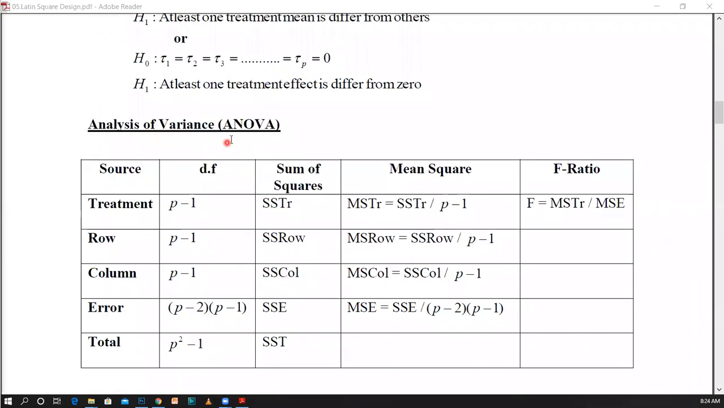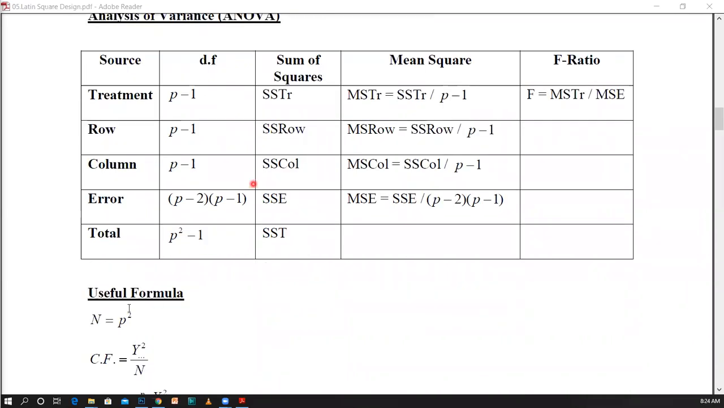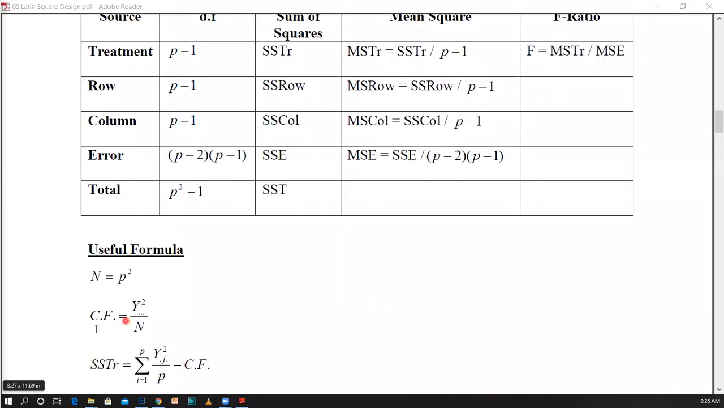And when you are going to construct this ANOVA table, these are the useful formulas. Here also, the total number of observations, denoted by N, is equal to P squared, where P is the number of levels in the factor. And the correction factor is obtained in the same way as before: the grand total squared divided by the number of observations.